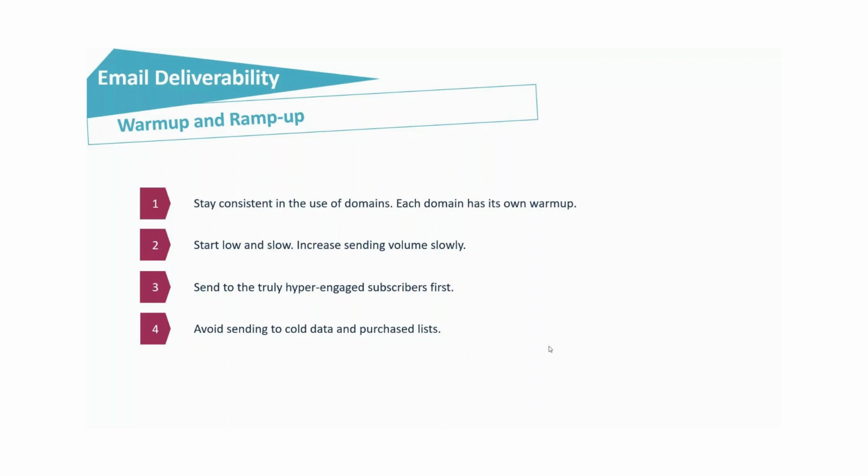You should always send to the truly hyper-engaged subscribers first, and you should avoid sending to cold data or purchase lists. Some ESPs don't let you send to purchase lists at all. You must have opt-in permission at a minimum. In the group, we've got one ESP that allows you to send to legitimate interest data, and everyone else is opted in data. Everyone frowns on legitimate interest data. It is legal to do it, but it is a lot harder to get successful deliverability when you haven't got opted in data, which should be common sense, to be honest with you, which is why most ESPs just don't allow you to do it at all.